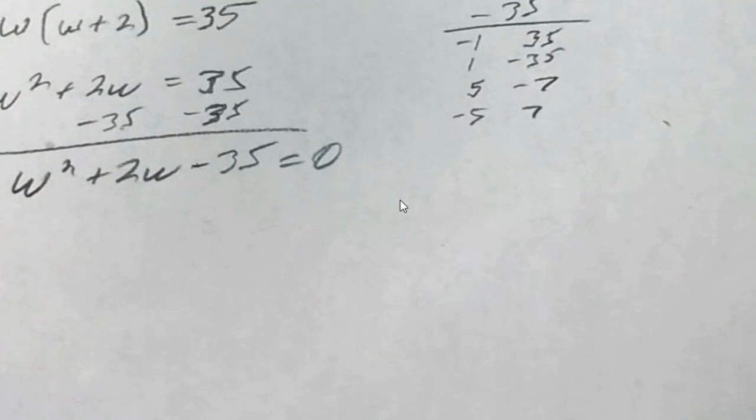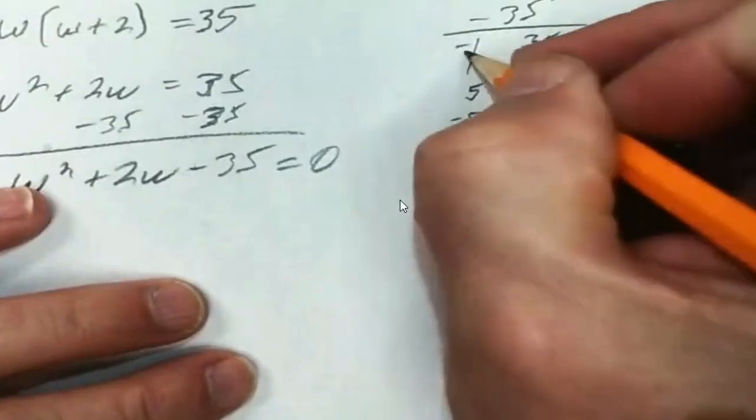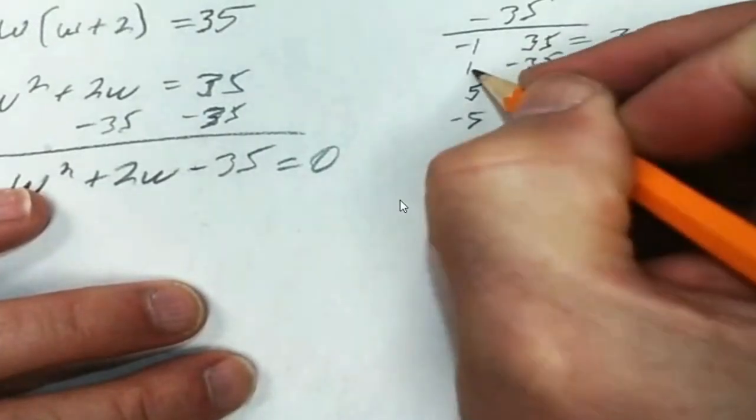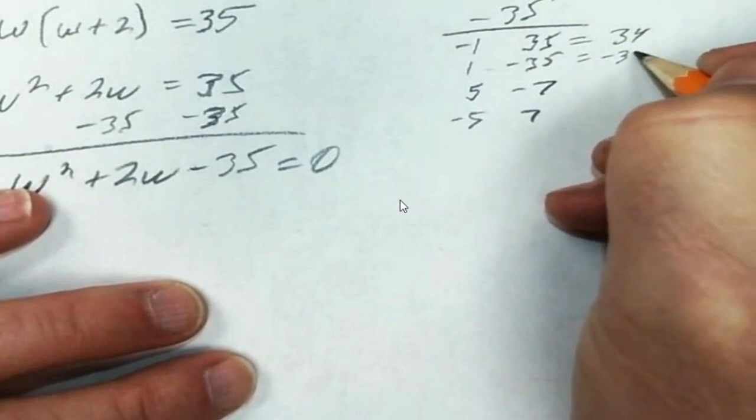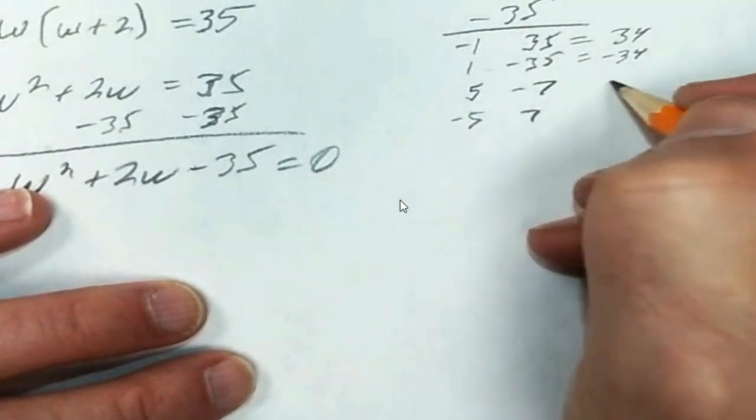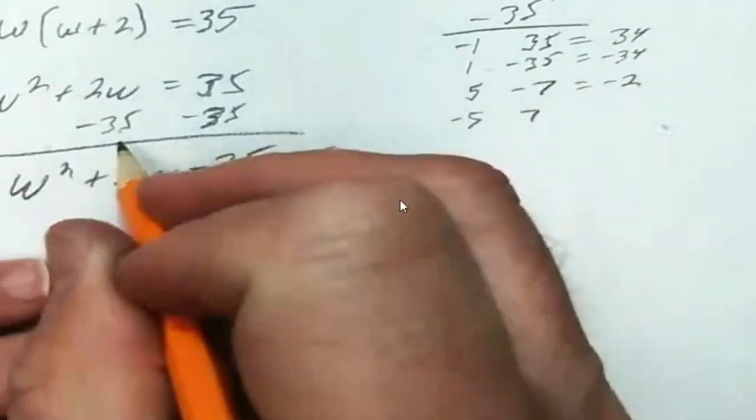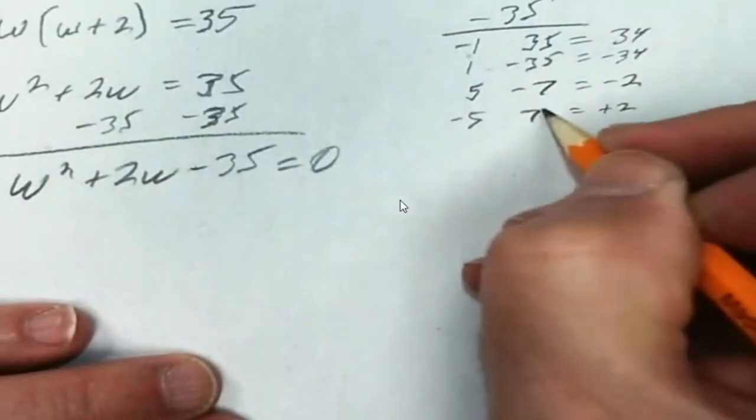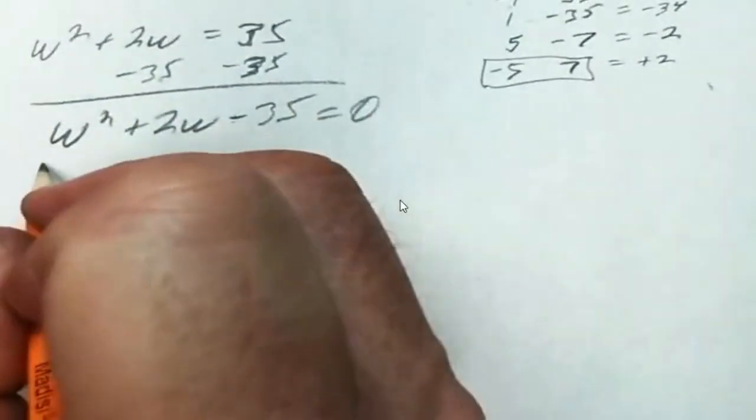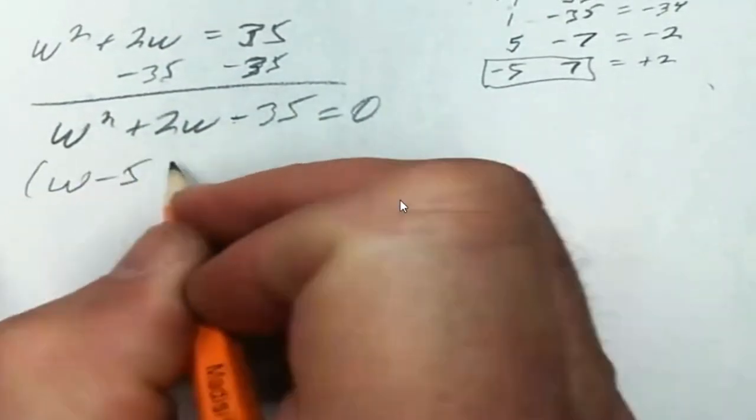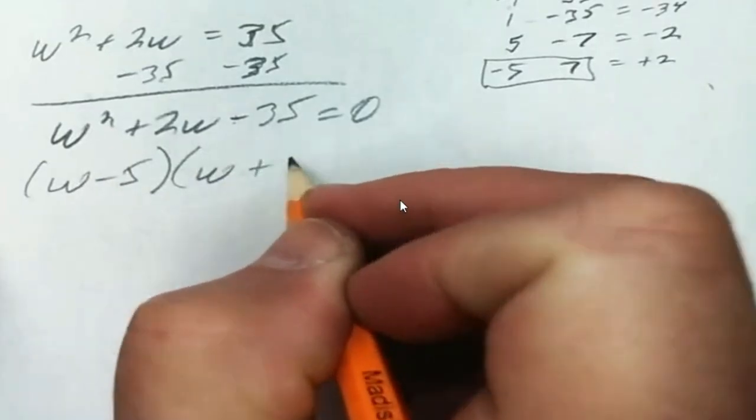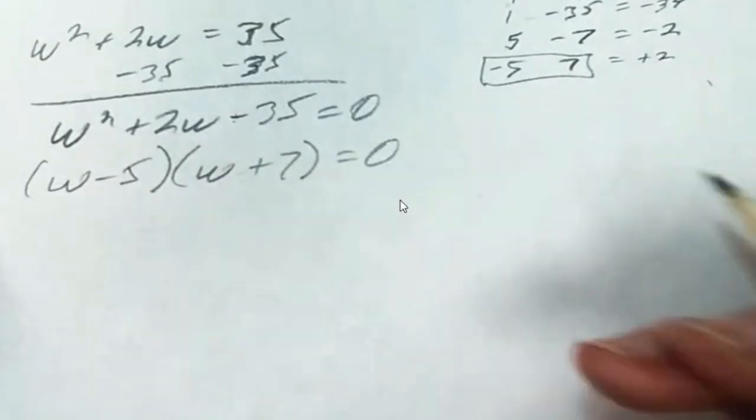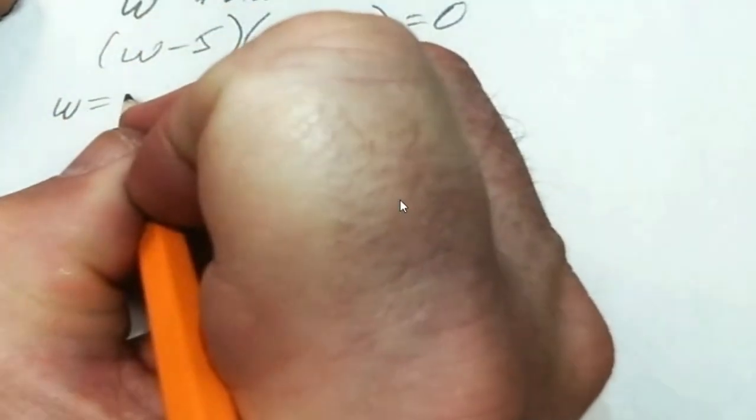6, 9. That's it. When you add these together, this is 34. This is negative 34. 5 minus 7, negative 2. Oh, that's close. Negative 5 plus 7, positive 2. So we need this. So this factors to w minus 5 and w plus 7 equals 0. So that means the answer is either width equals... oh, wait a minute.